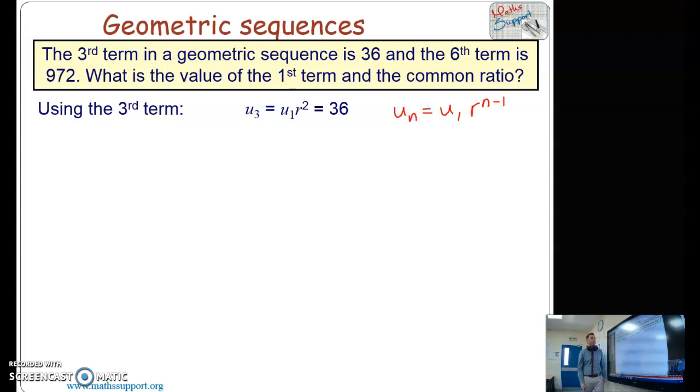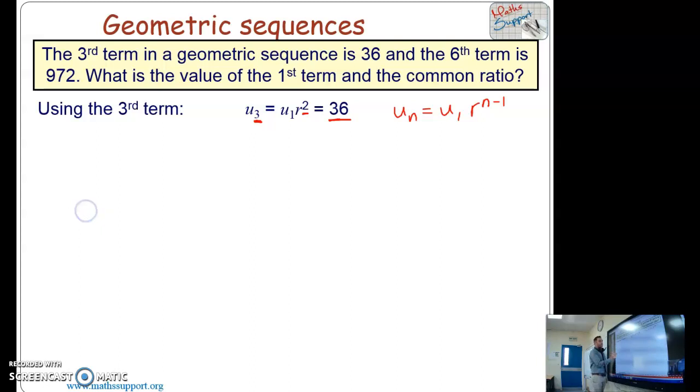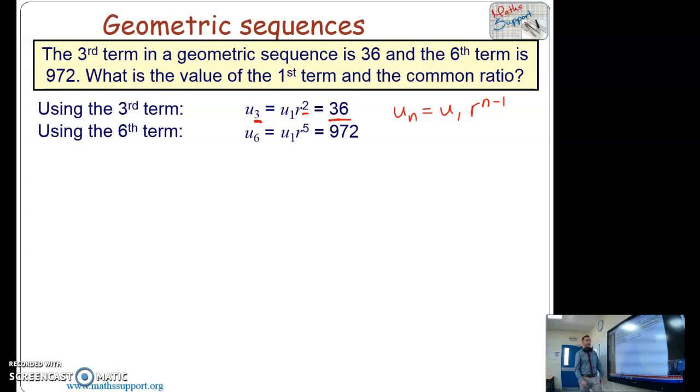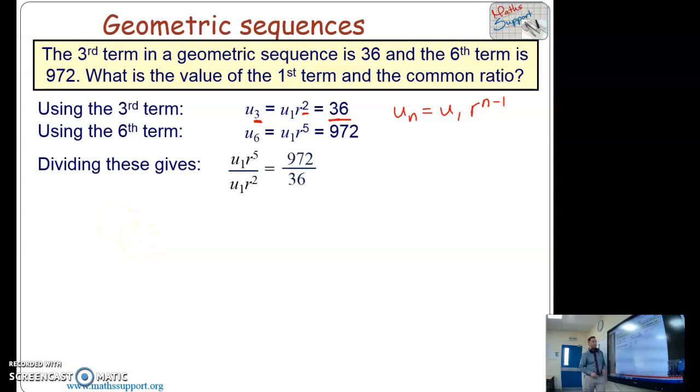So if we know that the third term is equal to 36, we also know that n minus 1 is 2. We can use that information along with the sixth term information. And there is the sixth term information. So again, substituting in there the n minus 1, the number 5. And when we divide those two terms, we end up with r cubed equals 27.